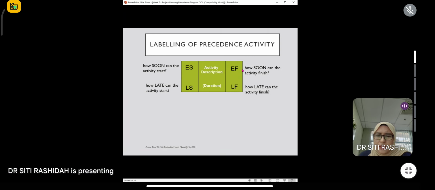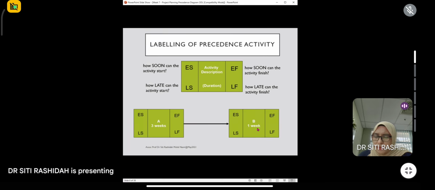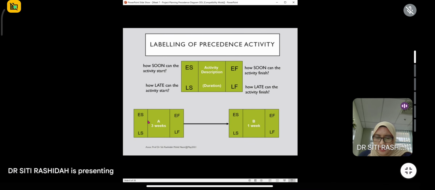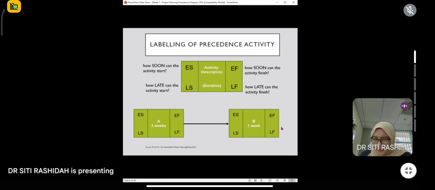Okay, for example, you ada activity A. So activity A kat sini, this is early start, early finish, late start, late finish. And this is activity B. Okay, so how you connect these two? By using the arrow. Okay, yang lain semua sama lah. Yang lain semua sama. Okay, so this is the labeling of your activity.